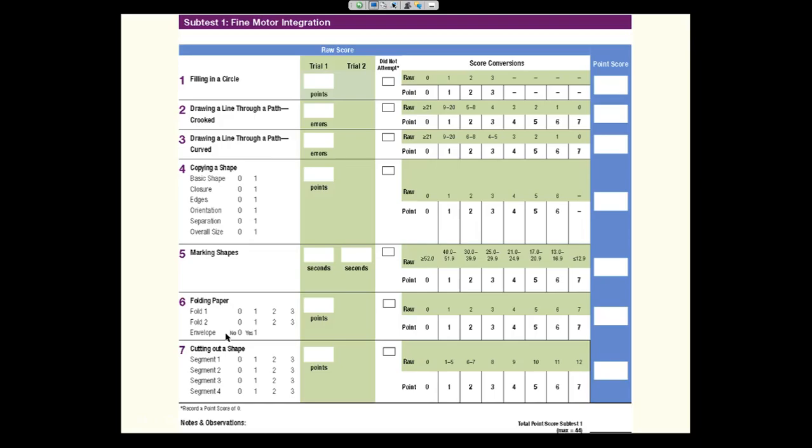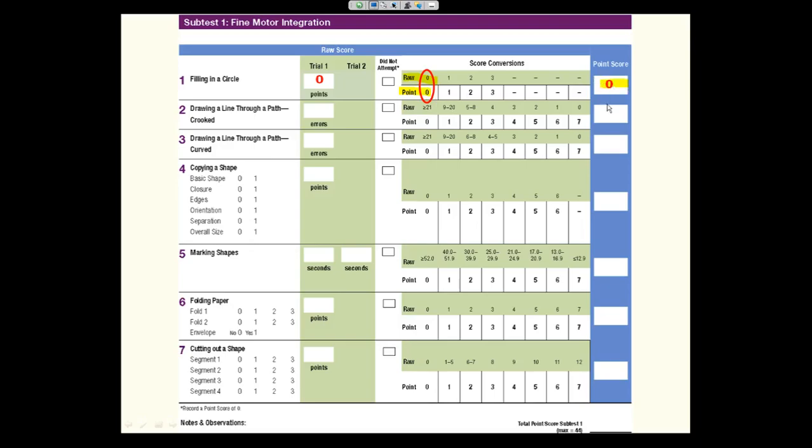Okay, so when we go forward, here is the fine motor integration test. For filling in a circle, Mary was not able to do any of them. She was not able to fill in a circle at all, which would correspond, as you see on the record form here, to, hold on, let me pull up a highlighter. Okay. As you see here on the record form, the raw score of 0 corresponds to a point score of 0 as well. So we just put that in the side over here.